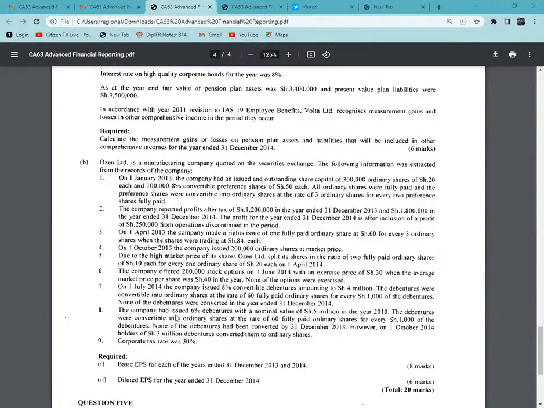Note number 8, the company had issued 6% debentures with a nominal value of 5 million in the year 2010. The debentures were convertible into ordinary shares at the rate of 60 fully paid ordinary shares for every 1,000 of the debentures. None of the debentures had been converted by 31st December 2013. However, for 2014, something happened. And now we are doing the 2014 year. However, on 1st October 2014, holders of 3,000, because I'm cutting 3 zeros, debentures converted them to ordinary shares. Great. So we must pick this date, 1st October 2014.